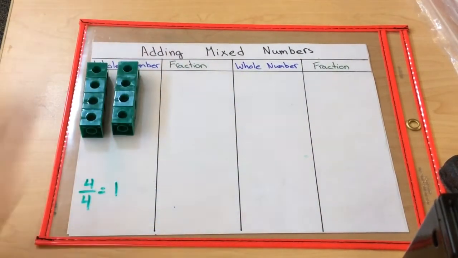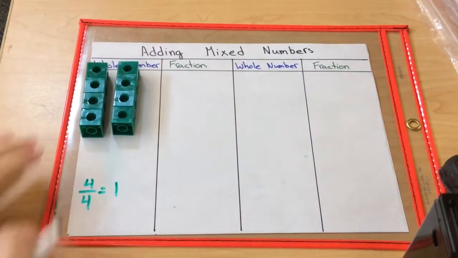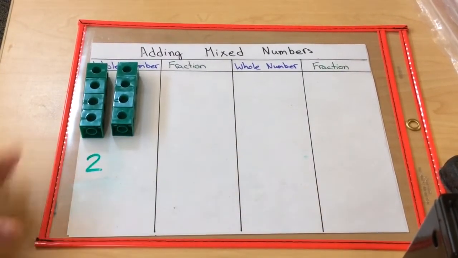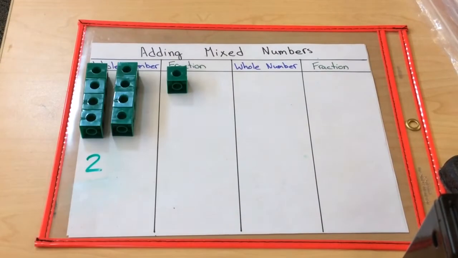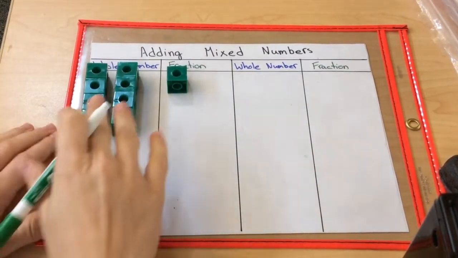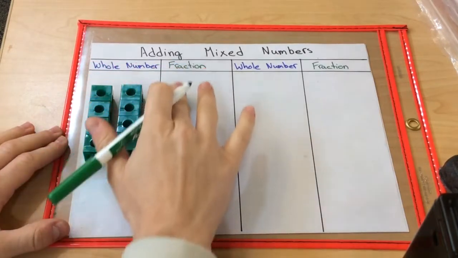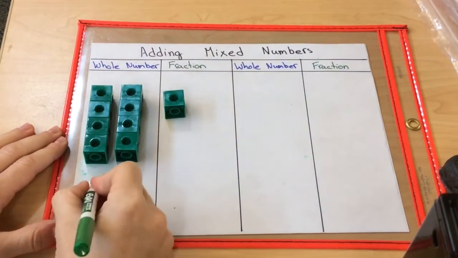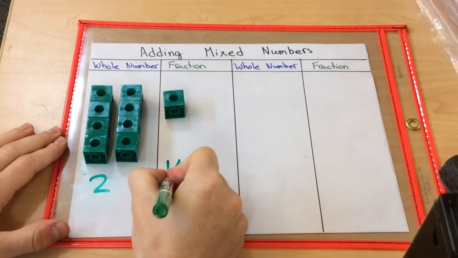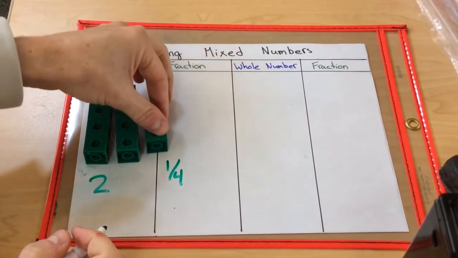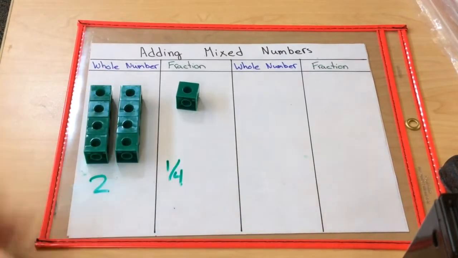And I'm going to put another whole there. So here I have 2 wholes. And then my fraction is just going to be 1/4. I'm going to lower this down just a little bit. I can see that I'm covering up those words, and that's important to see. So I had 2 wholes, and here I had 1/4. This is 1/4 of my whole.